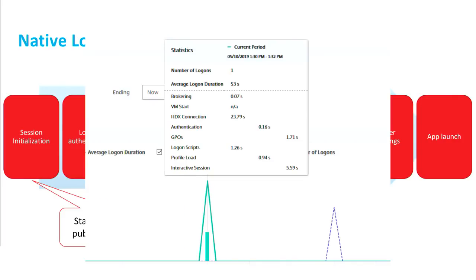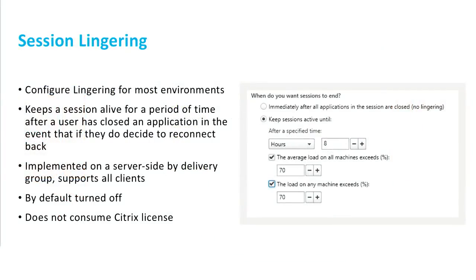Remember, though, figure out where your problems are, right? And if you have a problem, then try to tackle it. If your problem is, hey, the whole thing just takes too long, and there's nothing I can do about it because I can't really make any of those things shorter, well, a couple things we can do. First, if you're using Citrix virtual apps, I think, always use session lingering, right?